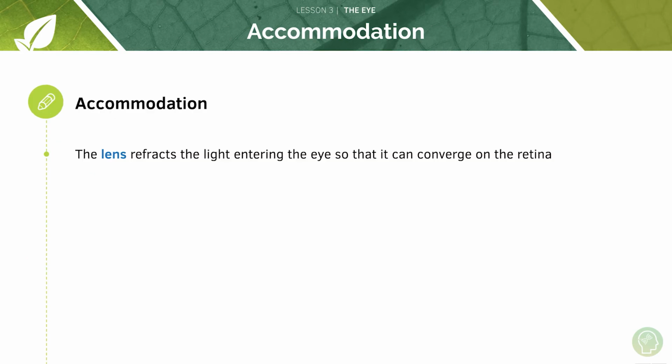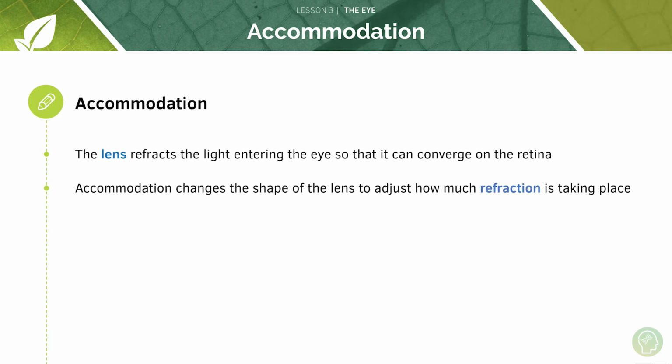So now let's take a look at this concept called accommodation, which I've been talking about a little bit. So we've already seen that the lens refracts the light entering the eye so that it can converge onto the retina. And this allows the object to be brought into focus. So accommodation changes the shape of the lens to adjust how much refraction is taking place. And it is actually a reflex action.